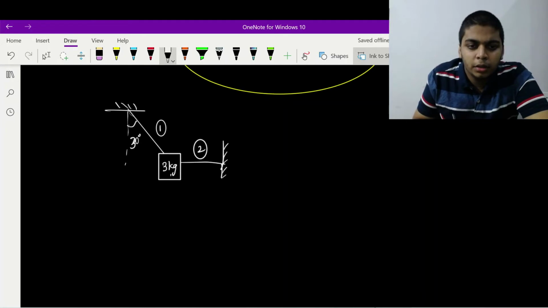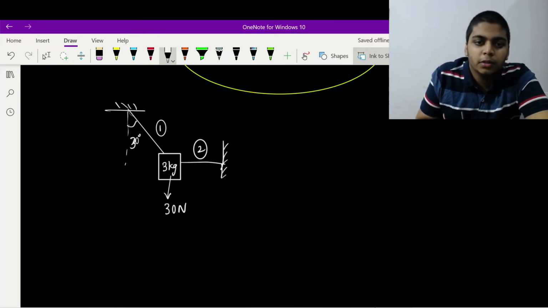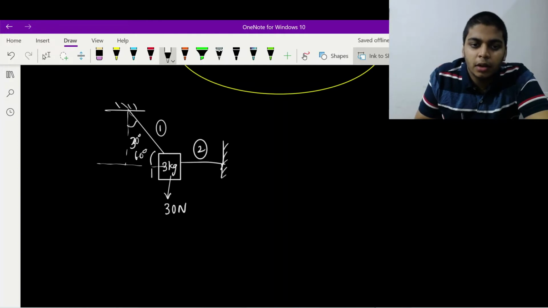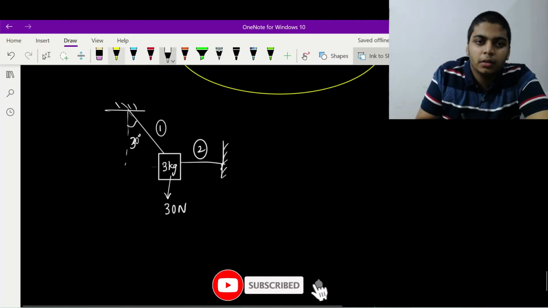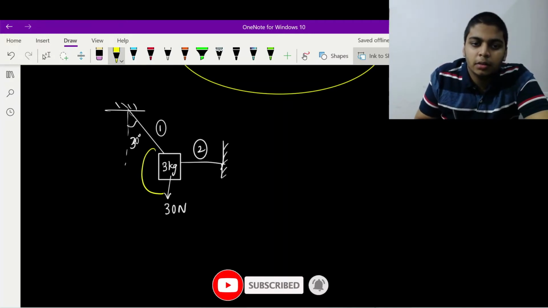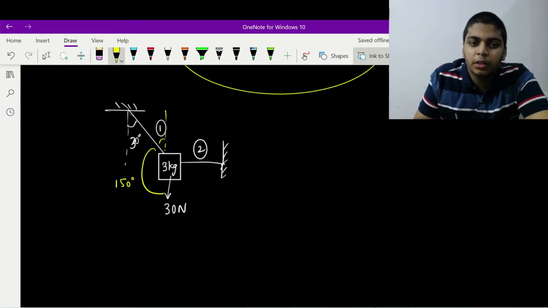So this is acting a 30 Newton force downwards because of the weight of the block. Okay, so if this was 30 degrees, then this will be your angle 60, right, and this will be your 90. So the net angle right here is 90 plus 60, which is 150, and if this is your 30, then this will be 30 plus 90, so the net angle right here is 120, and this will be your angle 90, right.